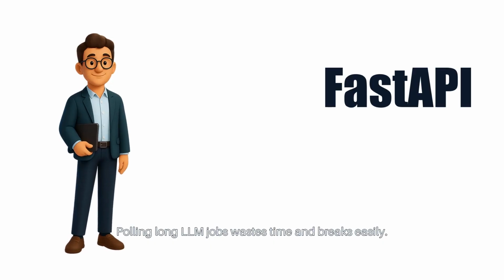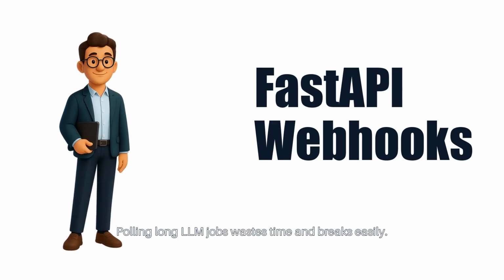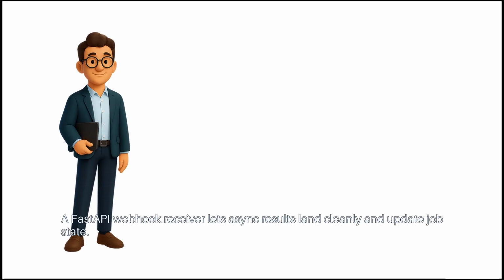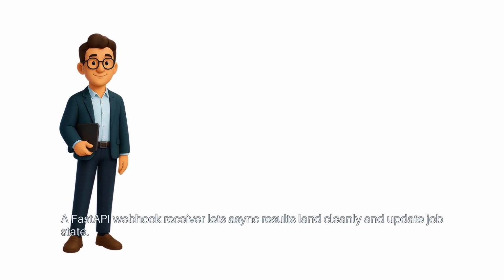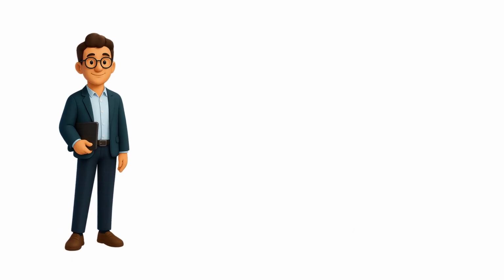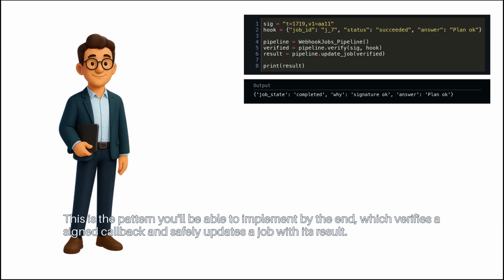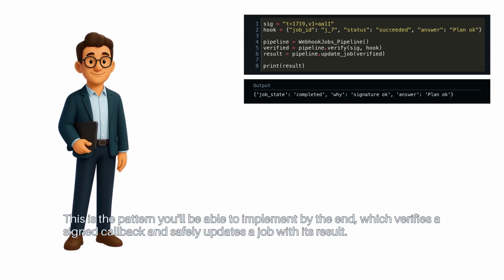Polling long LLM jobs wastes time and breaks easily. A FastAPI webhook receiver lets async results land cleanly and update job state. This is the pattern you'll be able to implement by the end, which verifies a signed callback and safely updates a job with its result.